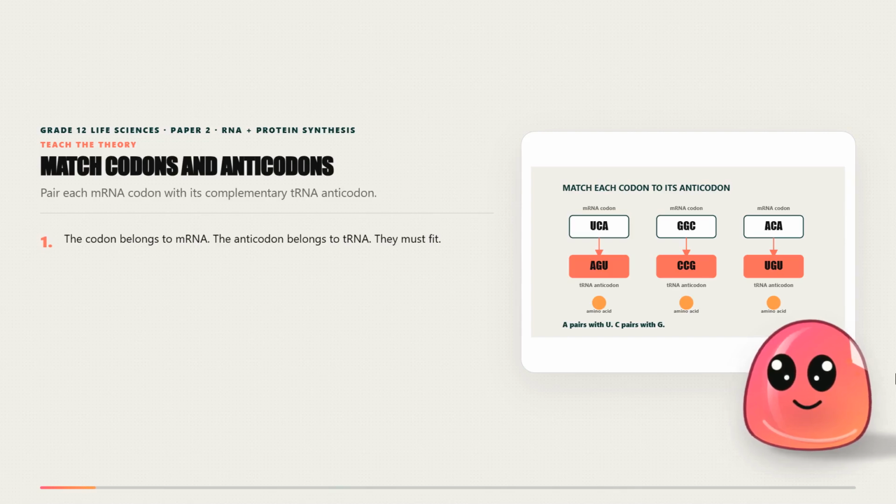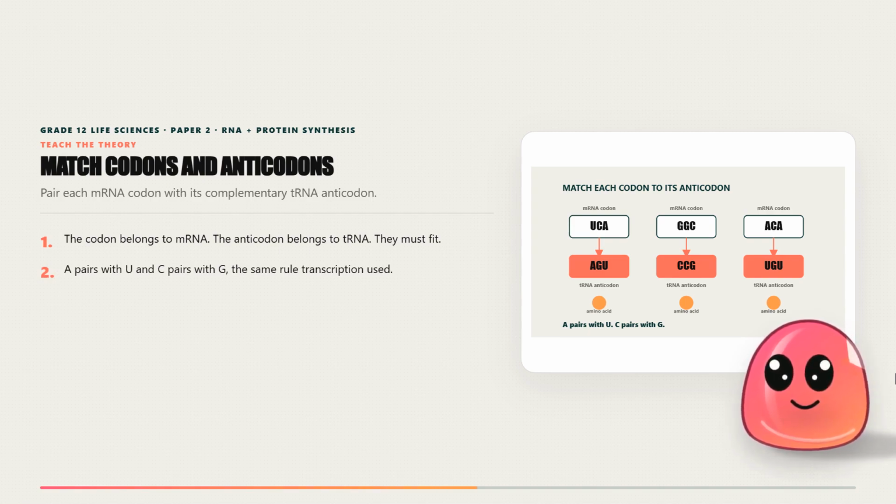Now match each codon to its anticodon. The codon sits on the messenger RNA, and the anticodon is its mirror on the transfer RNA. They must fit like a key in a lock. Use the same pairing rule we built earlier, adenine pairs with uracil, cytosine pairs with guanine. Read each codon, write the complementary anticodon beneath it, then dock the transfer RNA into place so it delivers the next amino acid.